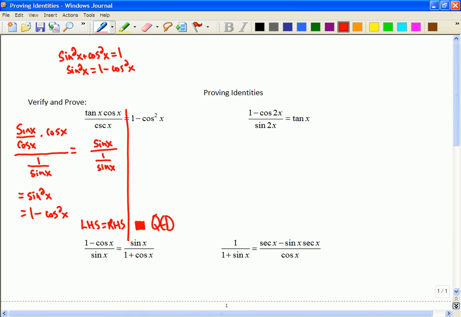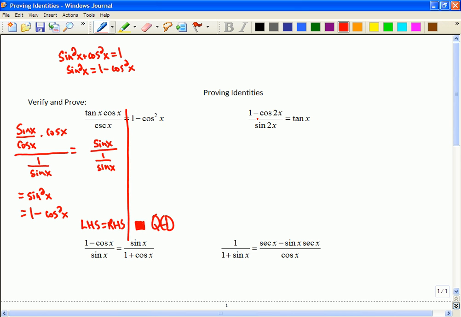Okay, so again, we did this one all on the left side. You don't have to do it all on one side. You can work on both sides if it's more helpful to you. You could have changed this one to sine squared x if that made more sense. You don't always have to work on the left side. You can work on the right side, wherever you like. So you give this next one a try over here and see if you can prove that 1 minus cosine 2x over sine 2x is the tangent.